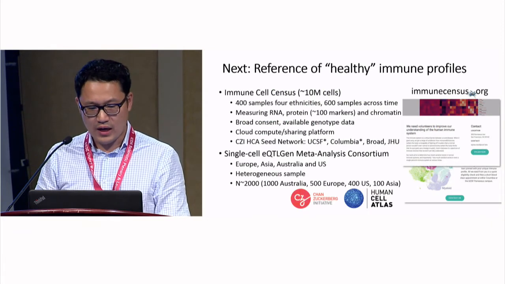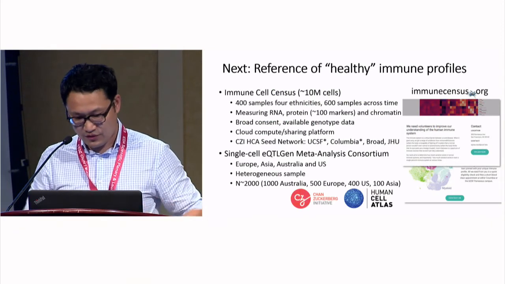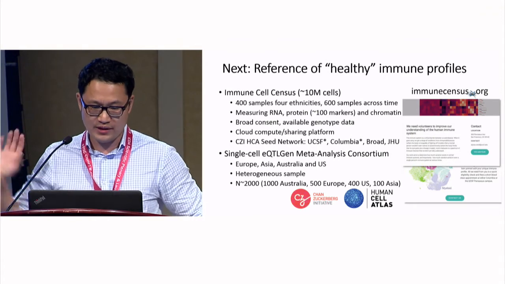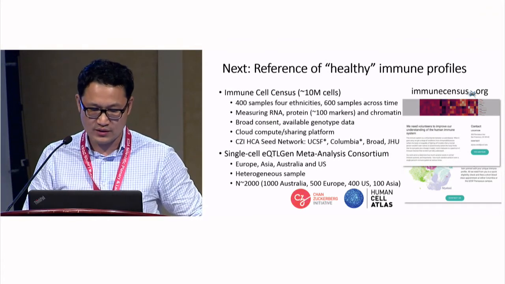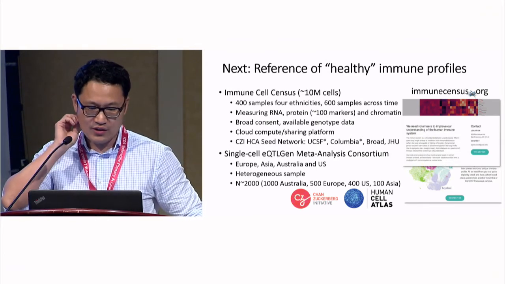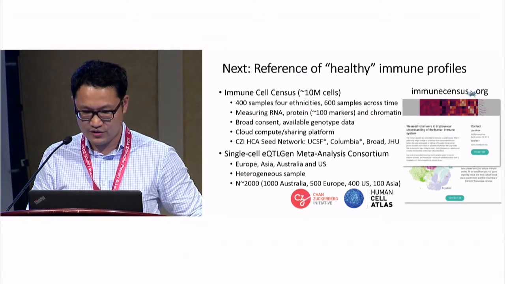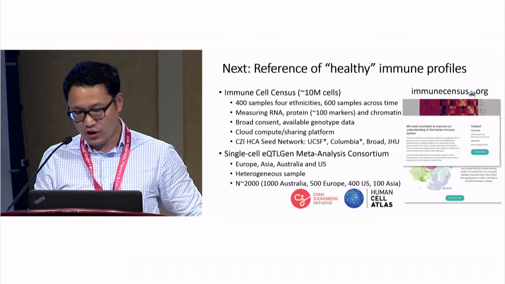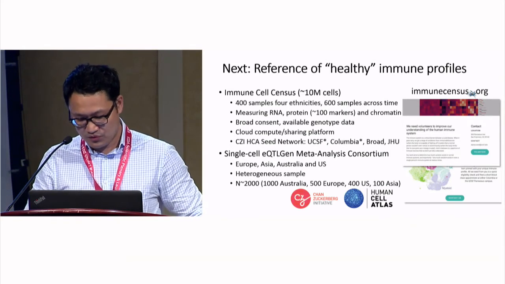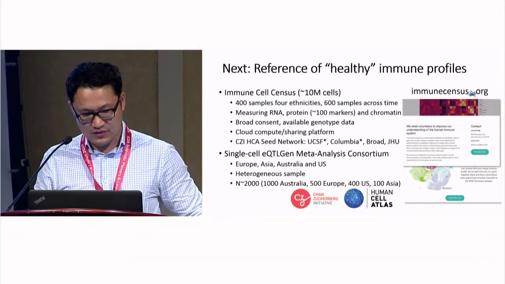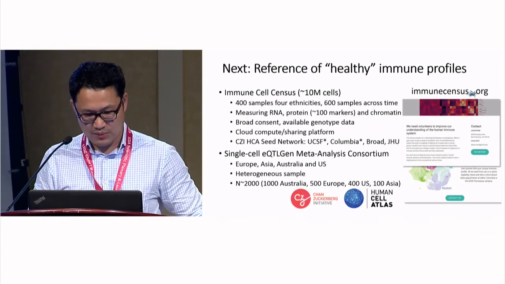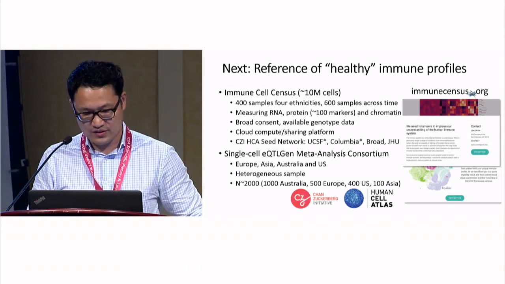I'll just close here. We are embarking on this next project where we're going to try to create a reference of what healthy immune profiles look like. The goal is to sequence 10 million cells, 400 samples cross-sectionally across 4 ethnicities, and 600 samples longitudinally. We're going to measure RNA and protein, and in some samples, chromatin. These patients or healthy donors are going to be broadly consented, so we'll have available genotyping data.